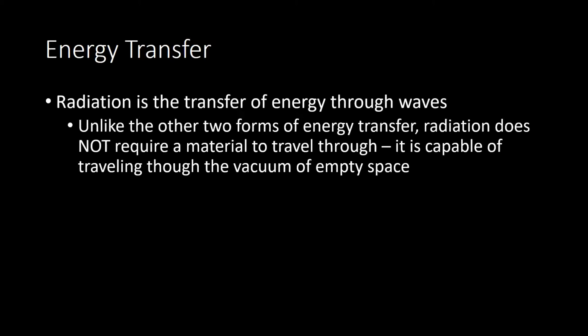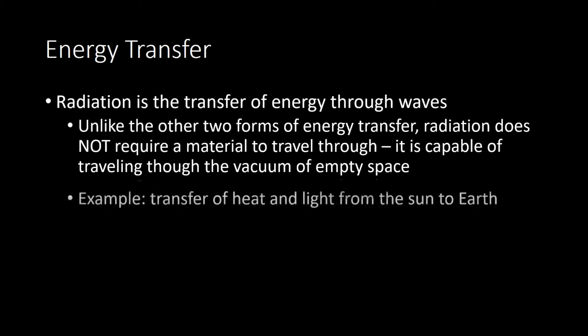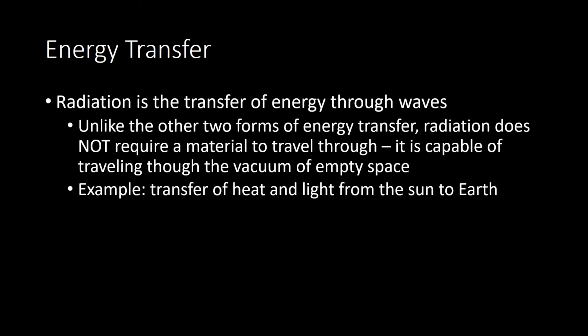Same thing with convection. Even though the heat source might not be in direct contact with the part that's being heated up, there still have to be particles there that can bang into each other and eventually transfer that heat across. With radiation, you don't have to have that because radiation travels in waves, which means that it's actually capable of traveling through the vacuum of empty space. And so this is how we get our heat and light from the sun, because there's not enough particles in empty space for us to get that heat and light otherwise. So again, that's our example: the transfer of heat and light from the sun to the earth.